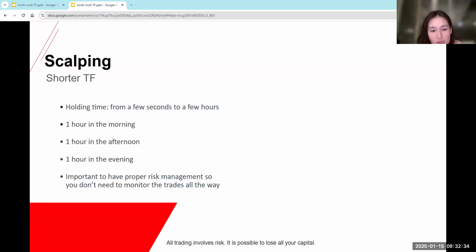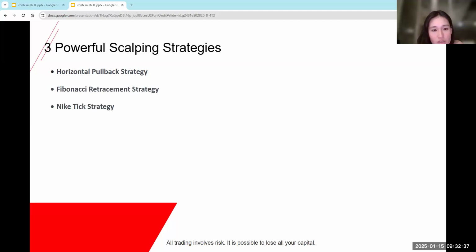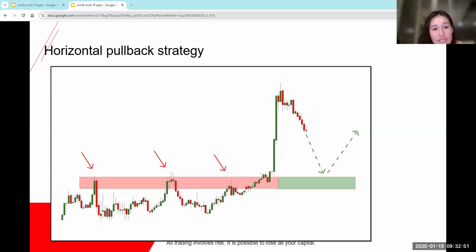Okay, let's move on. So we've talked about how to go about scalping. Now we'll dive deeper into three powerful scalping strategies. Firstly is the horizontal pullback strategy.